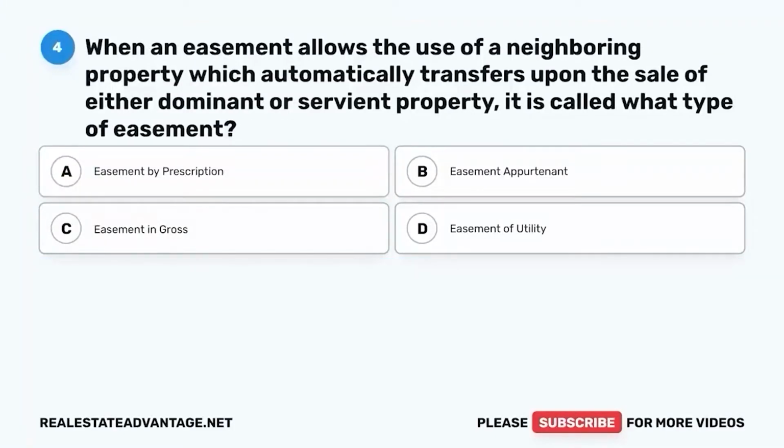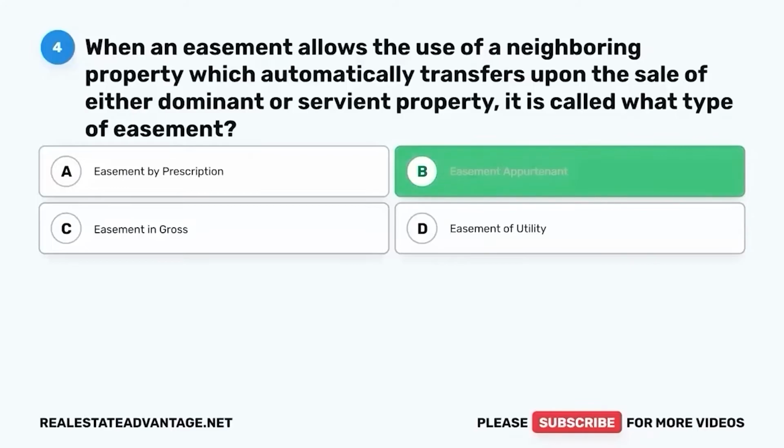Question 4. When an easement allows the use of a neighboring property which automatically transfers upon the sale of either dominant or servient property, it is called what type of easement? A. Easement by prescription. B. Easement appurtenant. C. Easement in gross. D. Easement of utility. The correct answer is B.